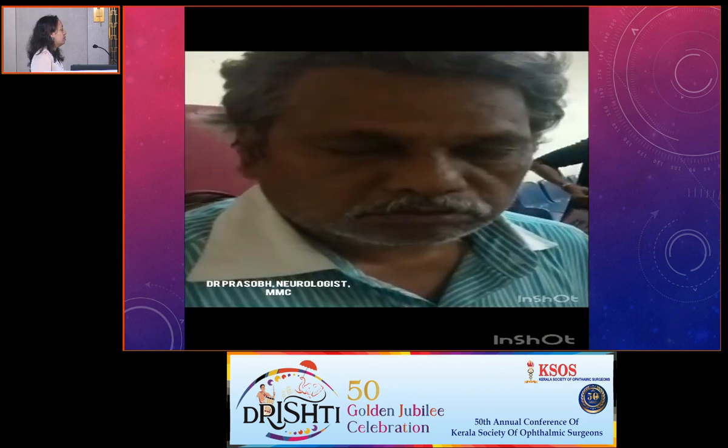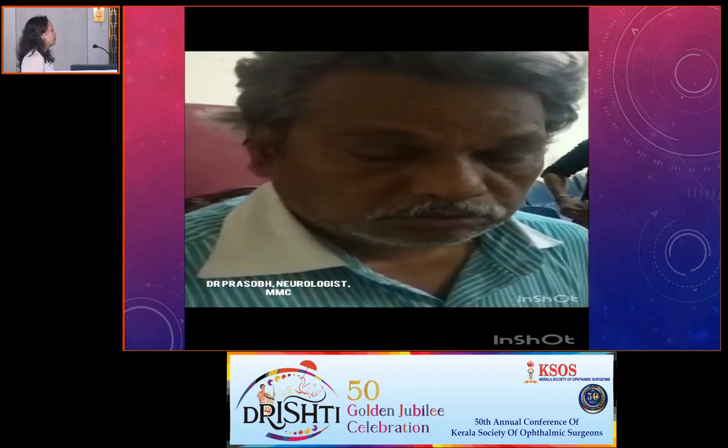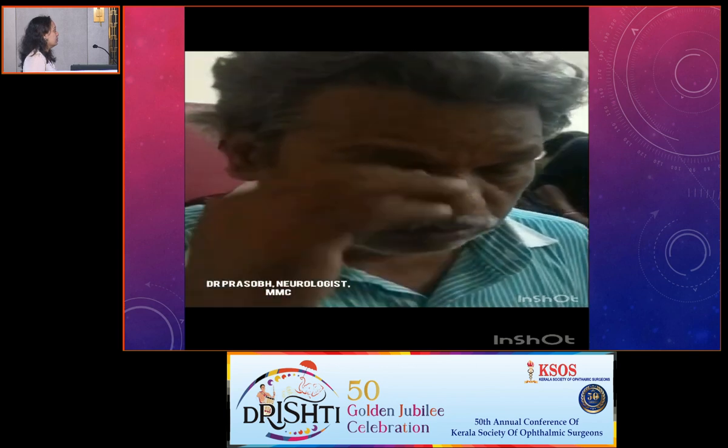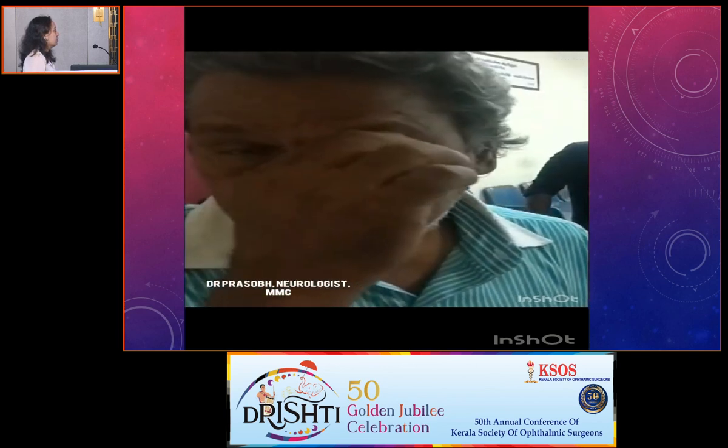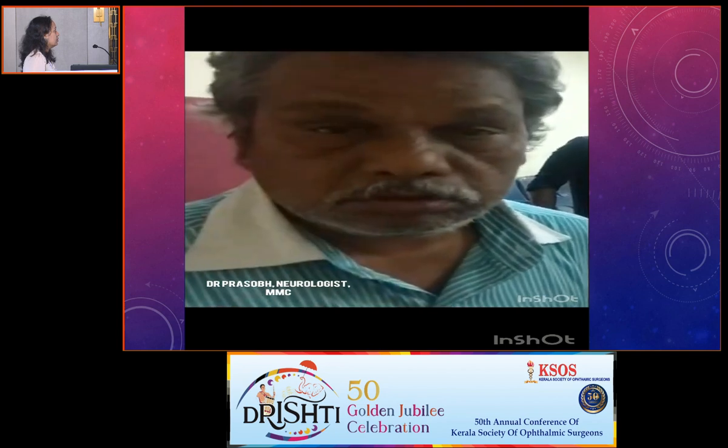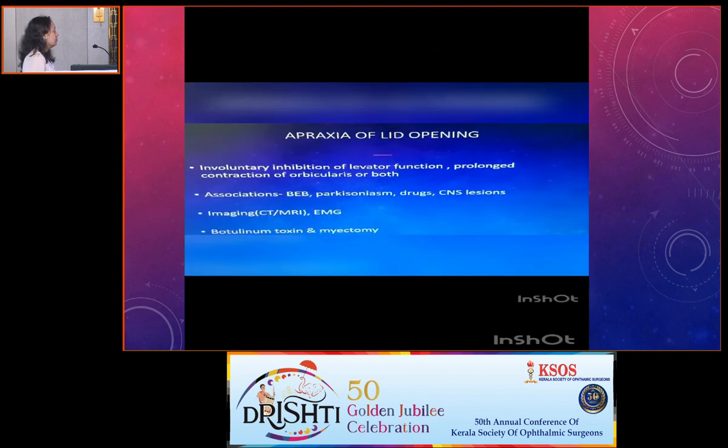This patient is not able to open his lids following eye closure, and we can also notice frontalis muscle contraction there, but once he opens it with his hand, the eye closure and opening is normal. So this is a case of apraxia of lid opening. There is involuntary inhibition of the levator function, prolonged contracture of the orbicularis, or both. It is usually associated with blepharospasm, Parkinsonism, drugs and CNS lesions. So CT or MRI is mandatory. The treatments include botulinum toxin and myectomy.